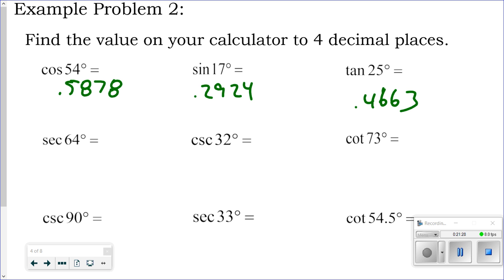Okay. Now, there is something that is not written on there that I want you to do. I want you to find the inverse cosine of 0.5878. See if you can locate it, figure out on your calculator the inverse cosine. Do it. What do you get?